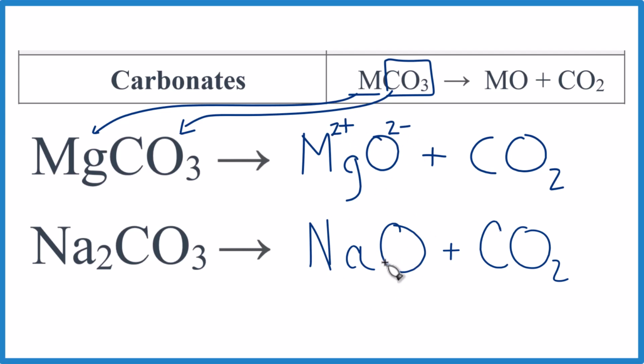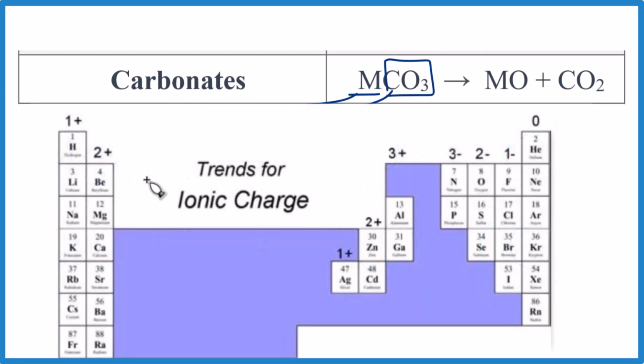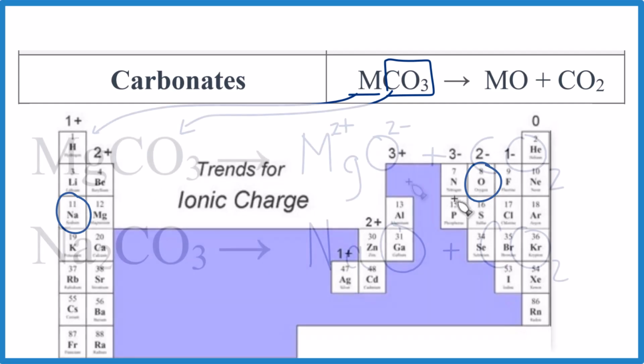Down here, though, let's look at the periodic table. We have sodium. This is group 1. All of these are 1+. Here's sodium. That's going to be 1+. All of these form 2+ ions. Skip the transition metal, 3+, 4+, 4-, and then we go 3-, 2-, 1-, and 0. Here's oxygen right here, 2-. So remember, sodium's 1+, oxygen's 2-.